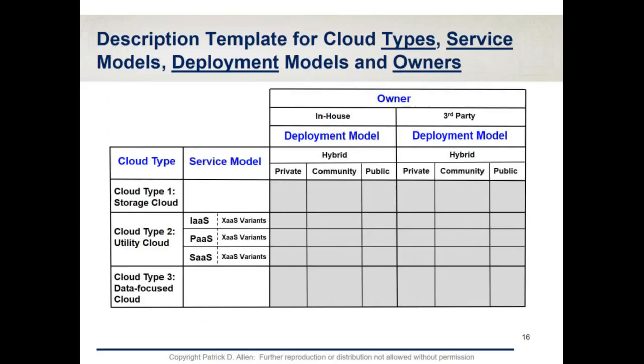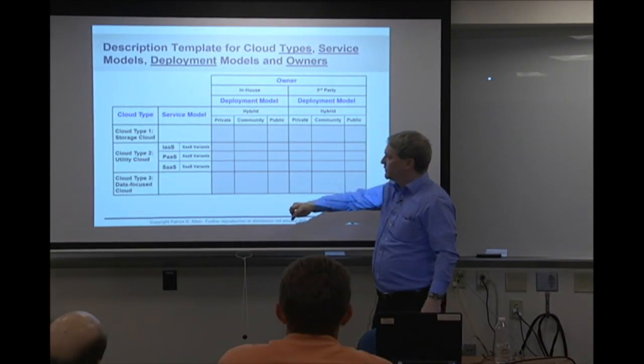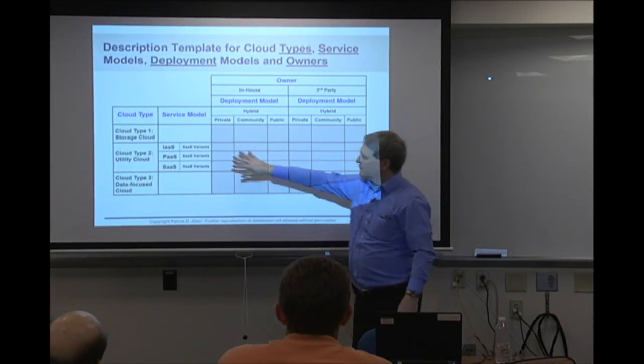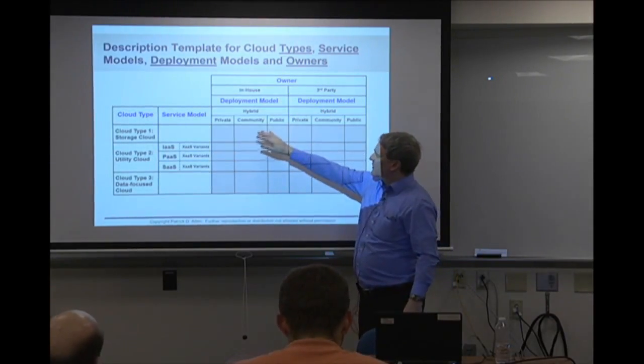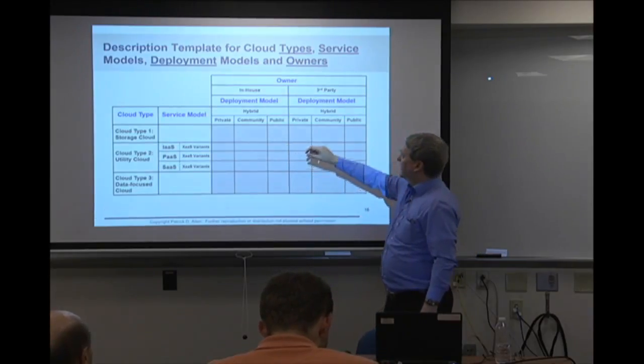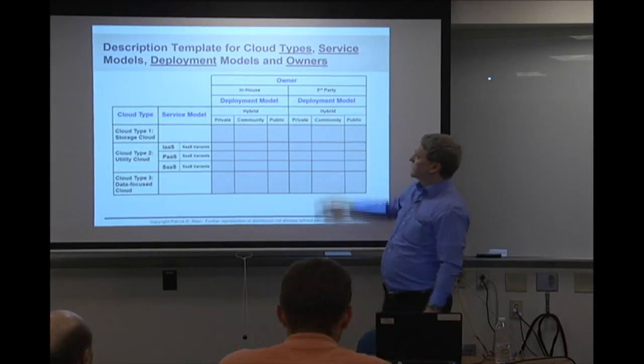So now we put it all together. We've got the cloud types, 1, 2, and 3. We've got the service models, which are only variants on cloud type 2, the utility models, clouds. You have your variants of the IaaS, PaaS. You have your deployment model, which is private, community, public, or some hybrid. And then you have the owner. It's either in-house or third party.